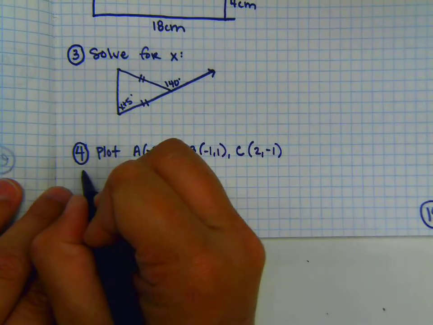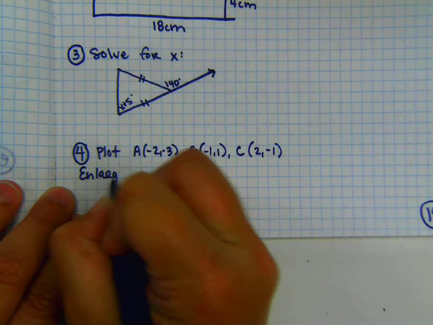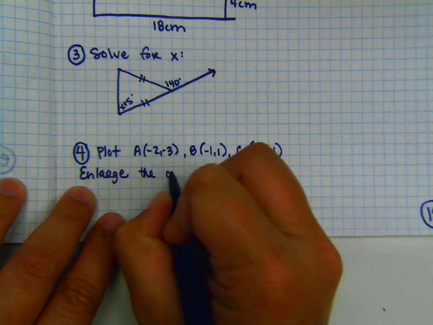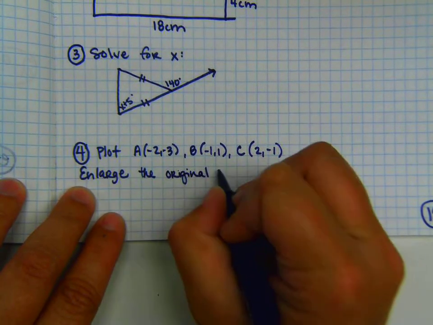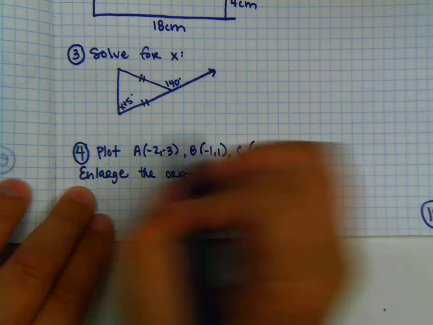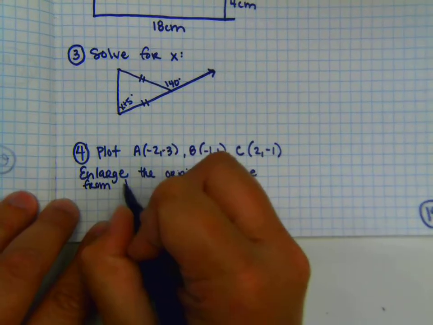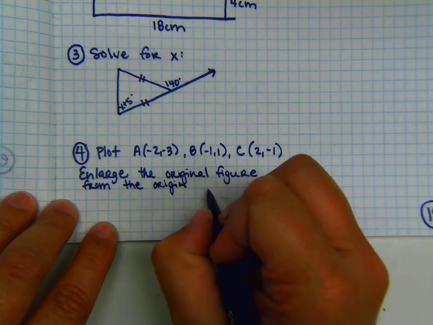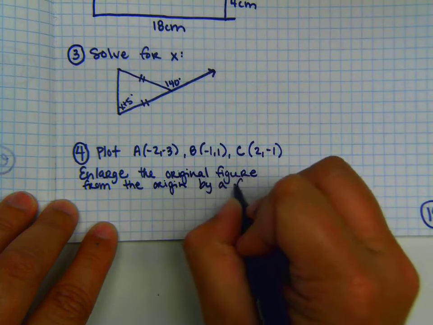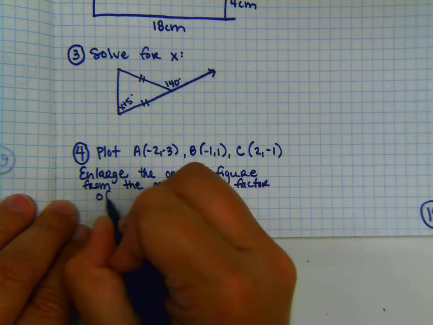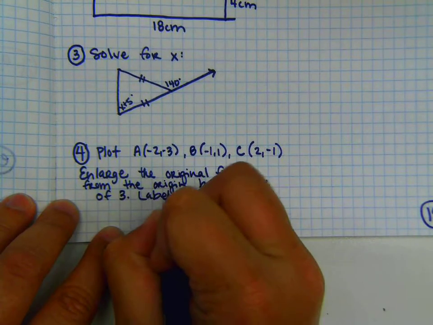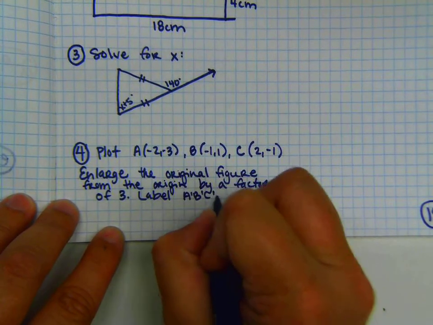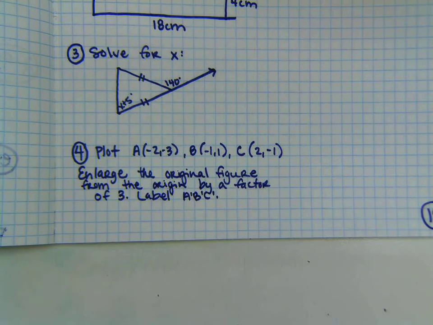And then you're going to enlarge the figure from the origin by a factor of 3, and label it as A prime, B prime, C prime. Okay, so those are your 4 problems. Go ahead and do them. Enter in your answers to the questions that it asks, and then I'll be going over them after.